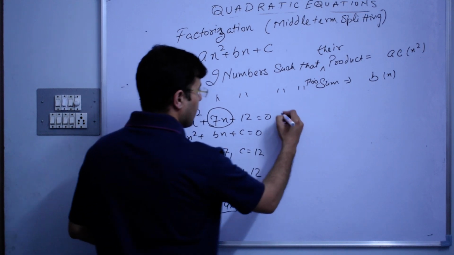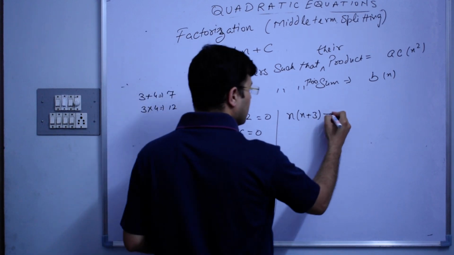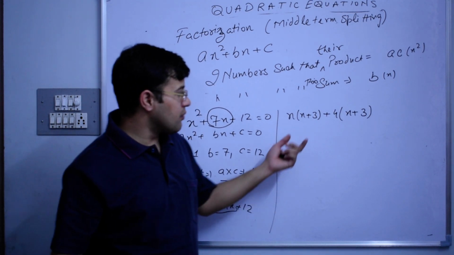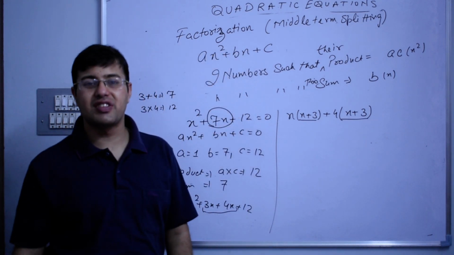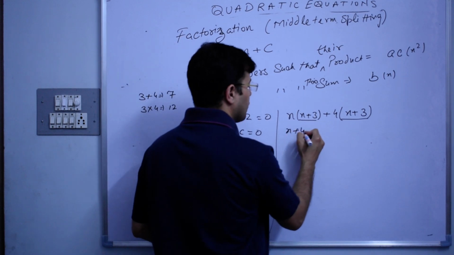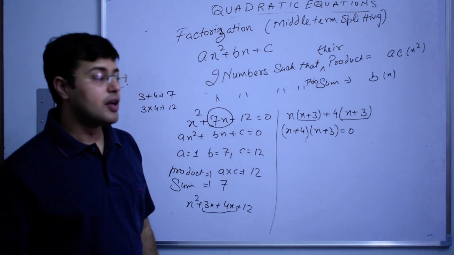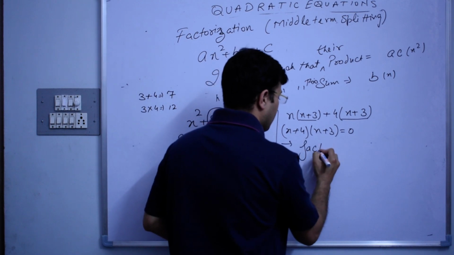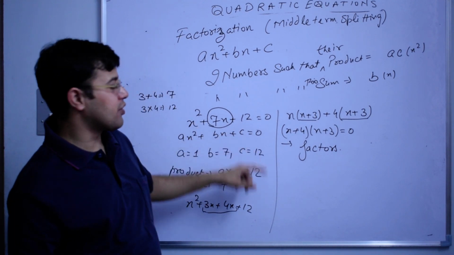This will be x plus 3, taking x common from here and 4 common from here, this will be again x plus 3. Now this is a very important step. If in any test or examination these two brackets are not the same, it means you might have committed a mistake. So x plus 4 and x plus 3 is equal to 0. Right. These are known as factors. So you can say x plus 4 and x plus 3 are factors of x square plus 7x plus 12.